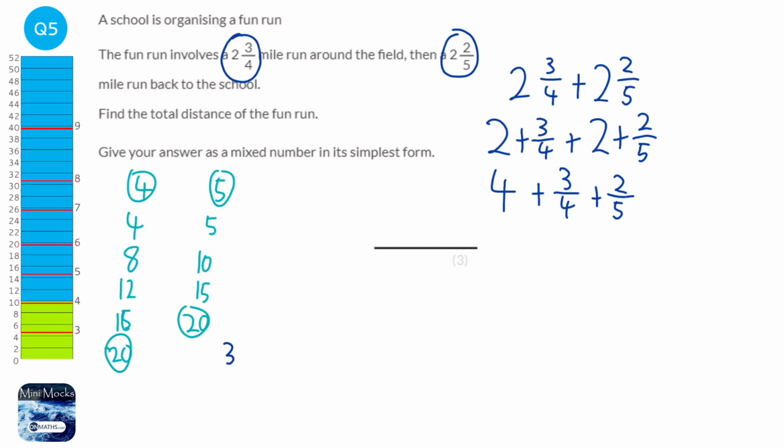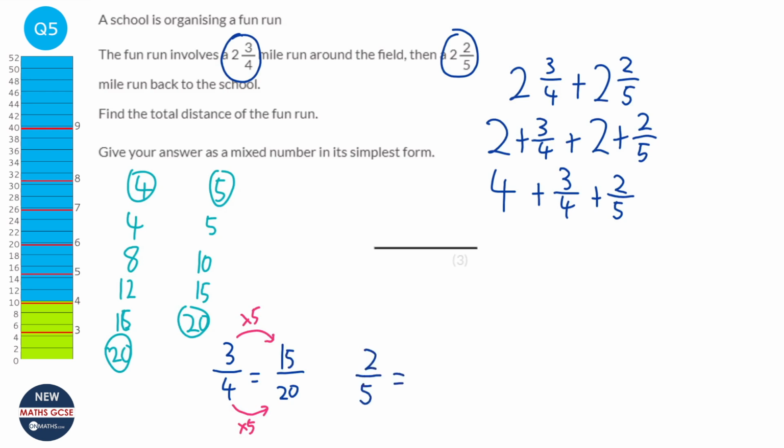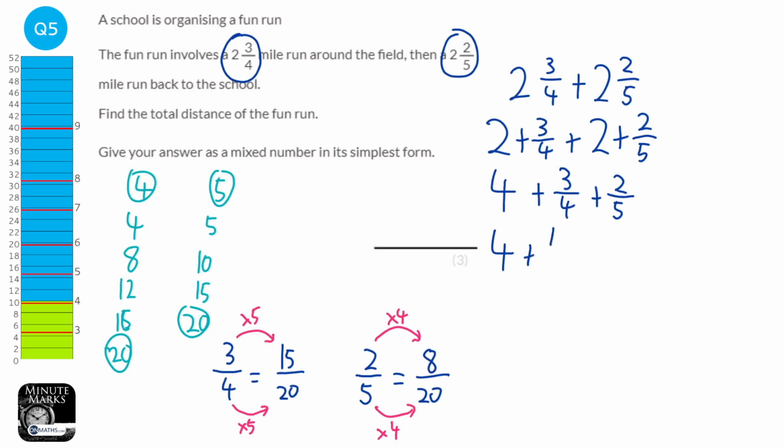Now for 3/4, to get the bottom to equal 20, we need to times the 4 by 5. And whatever you do to the bottom, you've got to do to the top, so times that by 5 as well, which will be 15. And for 2/5, we'll get that bottom to 20. So we times that by 4. And so we've got to times the top by 4 as well to make it 8. So it's going to be 15 over 20 plus 8 over 20.